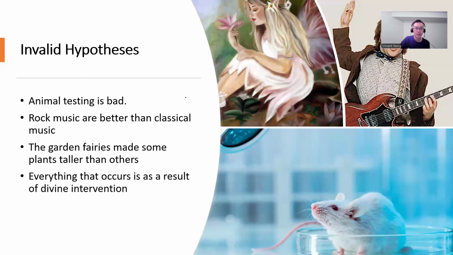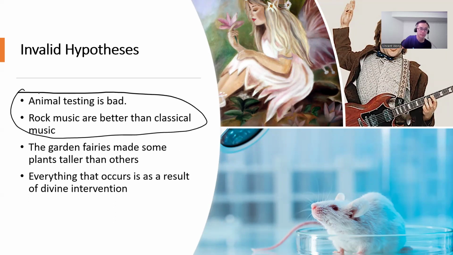Why are these invalid hypotheses? What's wrong with them? Anybody? No facts supported, opinion, subjective. Yeah, these are opinions. These are subjective. Okay, you cannot prove a person's opinion to be correct or incorrect, right? And furthermore, these are not testable. You cannot test a person's opinion, right? So that's why they are invalid hypotheses.